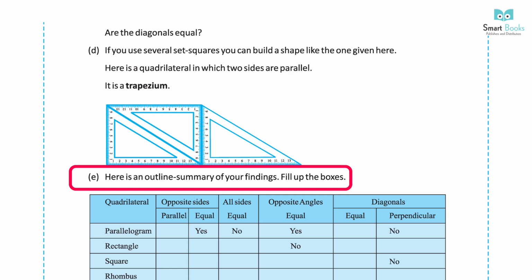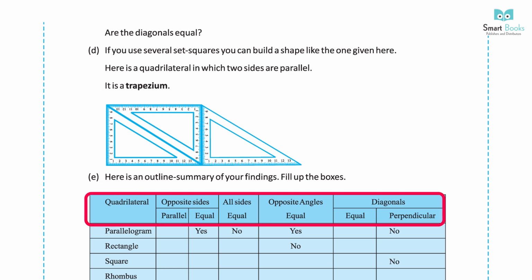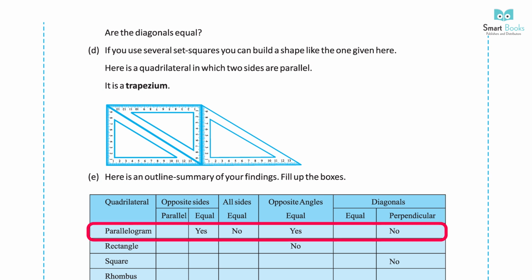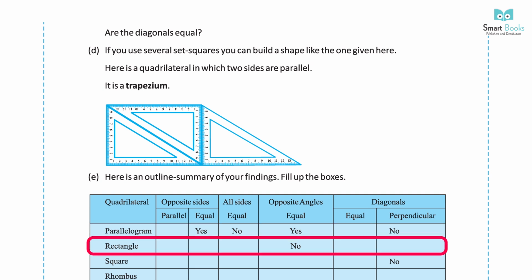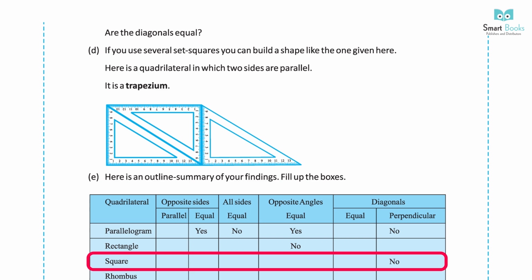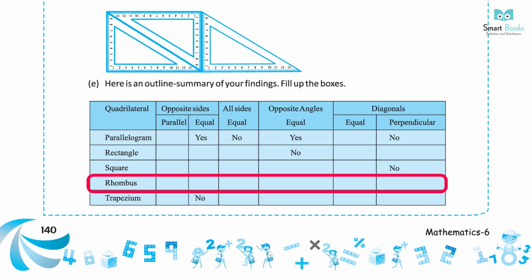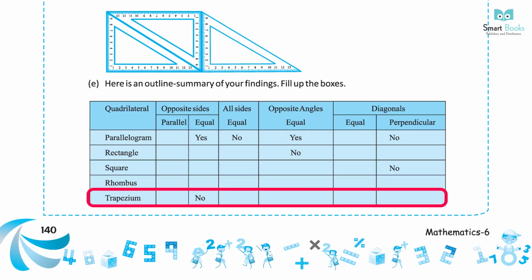E. Here is an outline summary of your findings. Fill up the boxes. Quadrilateral: opposite sides parallel, equal; all sides equal; opposite angles equal; diagonals equal, perpendicular. Parallelogram: yes, no, yes, no. Rectangle: no. Square: no. Rhombus. Trapezium: no.